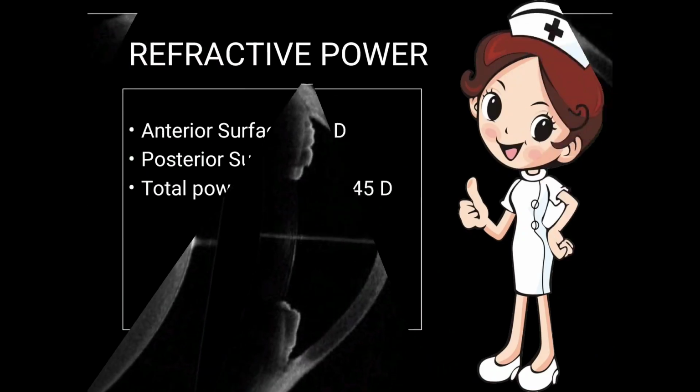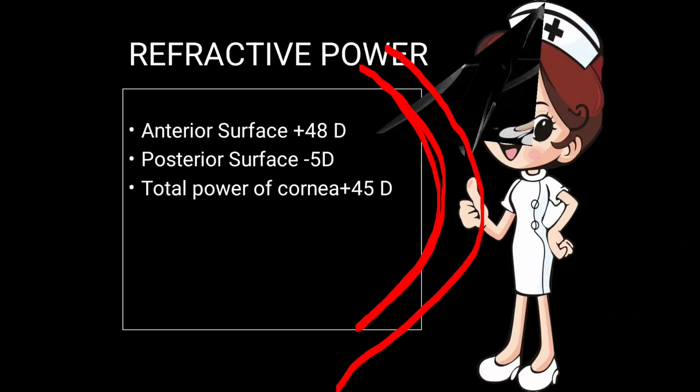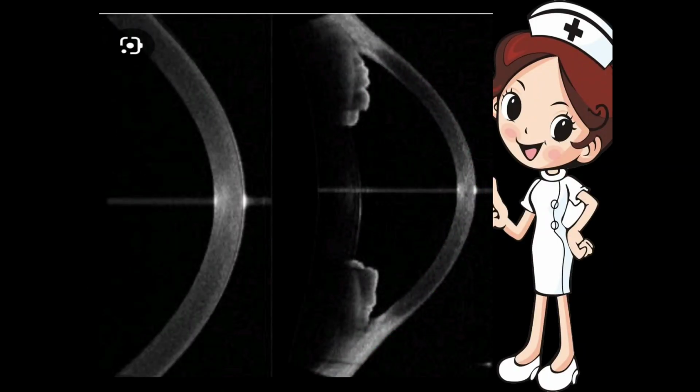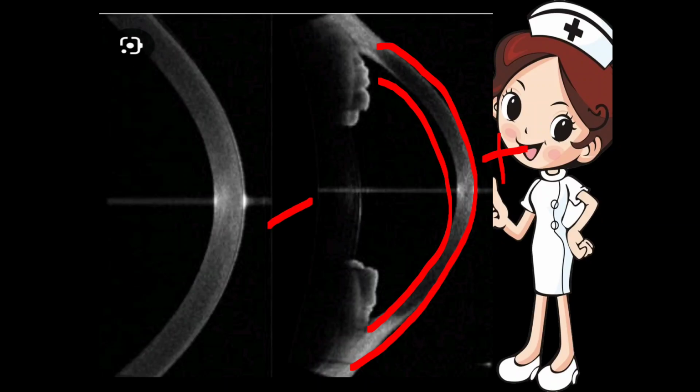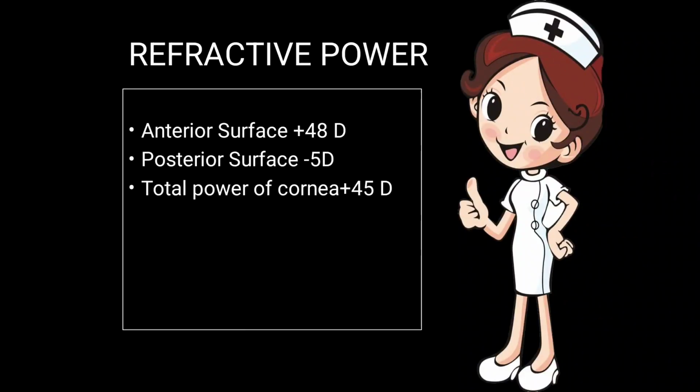Next one is the refractive power. The refractive power of the eye means how much it can converge light. The power of the corneal anterior surface is plus 48 diopters, and at the posterior surface the power becomes minus 5 diopters. So the overall power of the cornea becomes approximately 45 diopters.